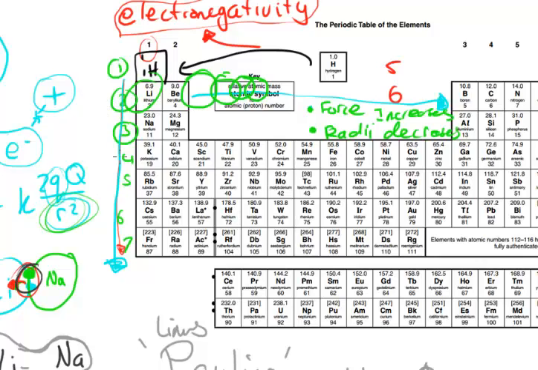Okay, so in this video I'm going to be talking about oxidation states or oxidation numbers. As you can see, there's a bit of stuff already on this periodic table. This stuff is from my electronegativity video.